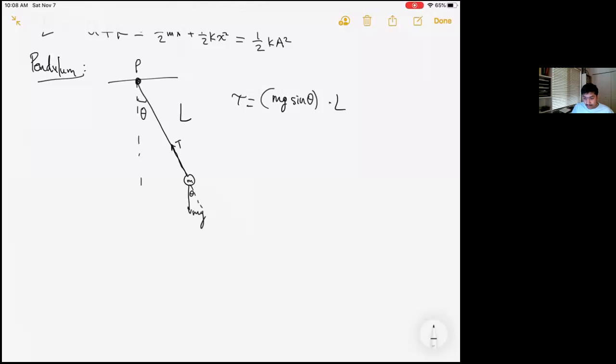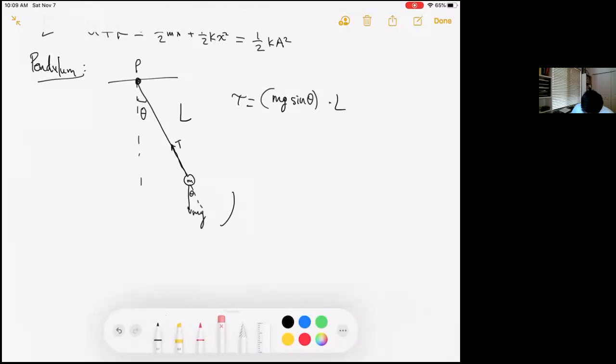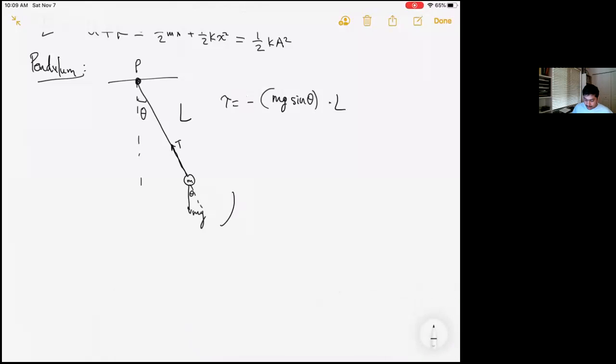And then the angular acceleration. Actually, let me revise what I just said. I'm going to say that the torque is equal to negative mg sine theta times L. The reason for this is that we're taking theta positive to be in this direction, the way we define theta, and therefore, since the torque is trying to pull this thing down, it will have a negative sign. And then obviously the angular acceleration is theta double dot. This is angular acceleration. And the moment of inertia is ml squared.